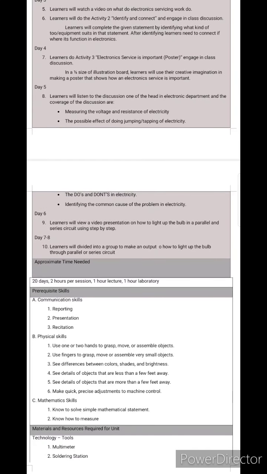For the sixth day, learners will view a video presentation on how to light up the bulb in a parallel and series circuit step by step. For days 7 and 8, learners will divide into groups to make an output of how to light up the bulb through a parallel or series circuit.